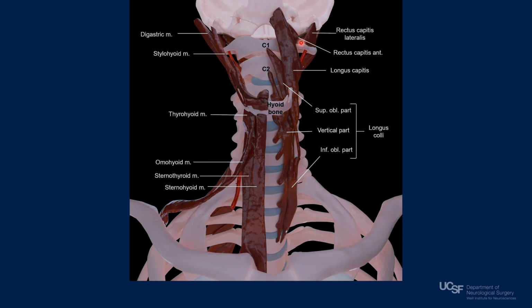In a deeper layer, we see the rectus capitis anterior, and laterally the rectus capitis lateralis, connecting from C1 to the basilar and lateral portions of the occipital bone. We can also see the right vertebral artery, which is going to enter the transverse foramen at the level of C6 conventionally.